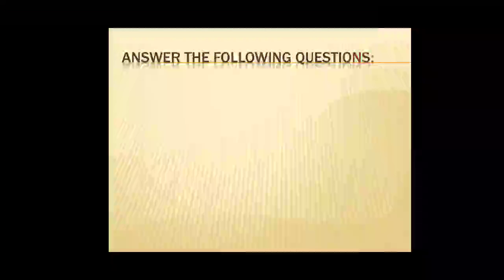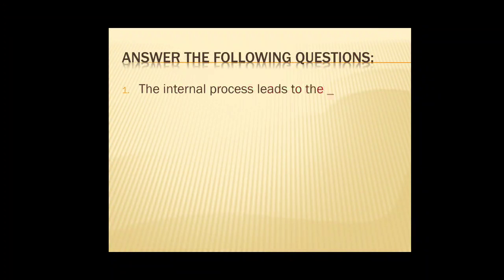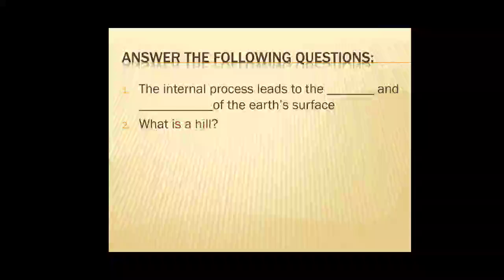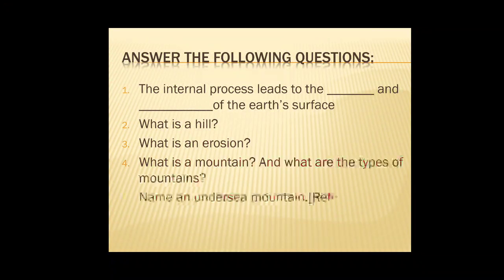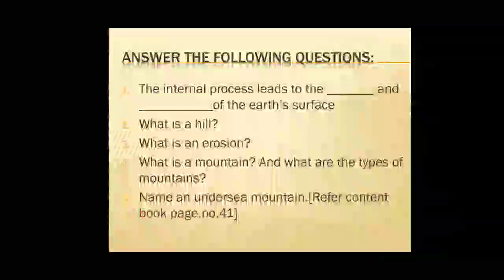So based on this video, children, there are a few questions. Answer the following questions. First one, the internal process leads to the dash and dash of the earth's surface. Second, what is a hill? Third one, what is erosion? Fourth one, what is a mountain and what are the types of mountains? Fifth one, name an undersea mountain. For this question, you can refer to content book page number 41 for the answer.